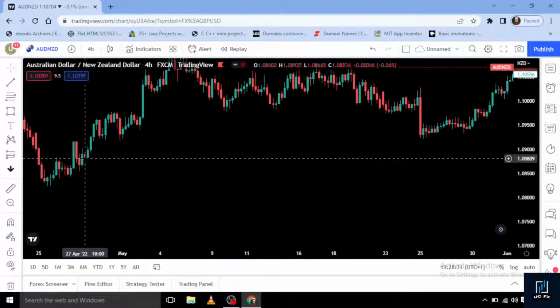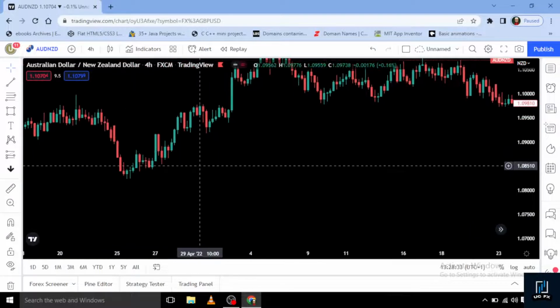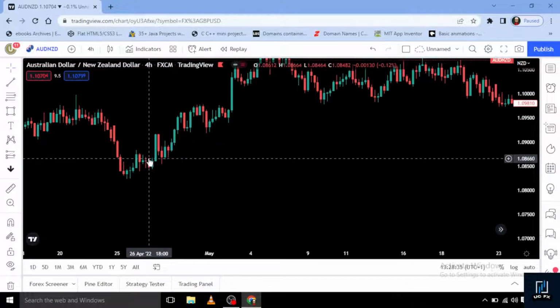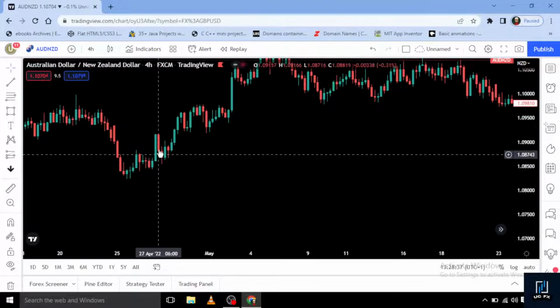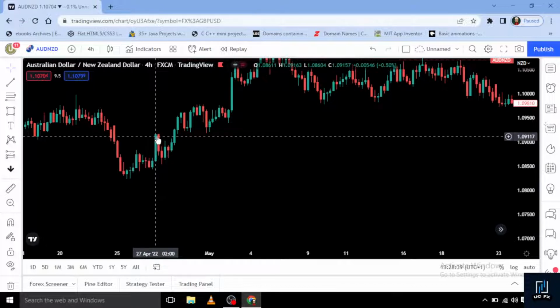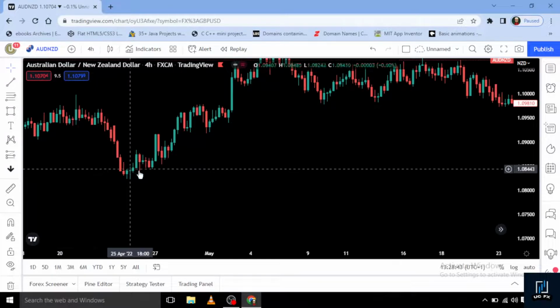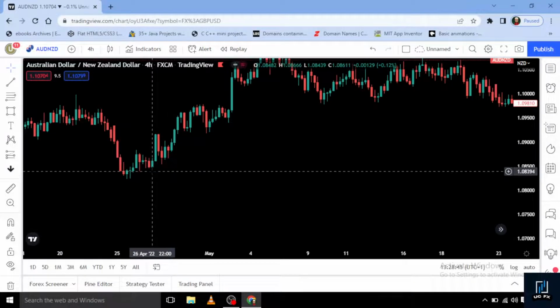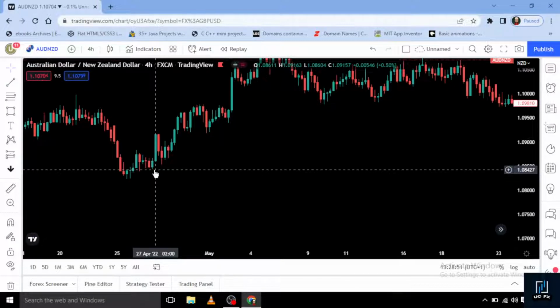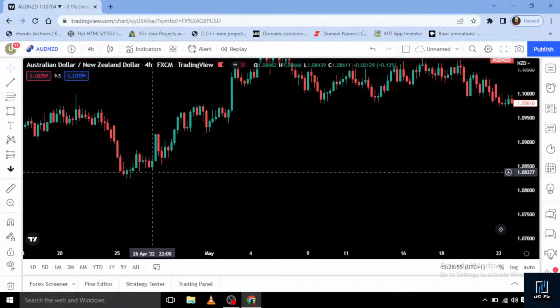So here on the 4-hour time frame, we had this last bearish candle before this impulsive move. You see? On the daily chart, it wasn't that clear. So at times when you open your chart and the order blocks are not clear, you have to go down to the lower time frames to refine your order block.